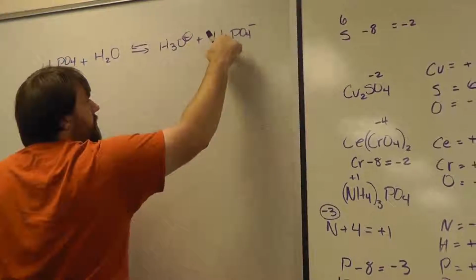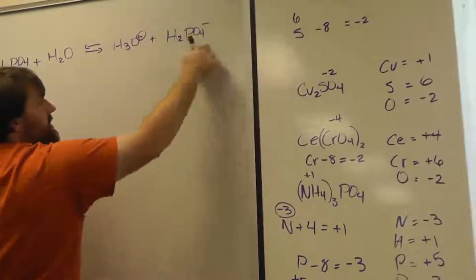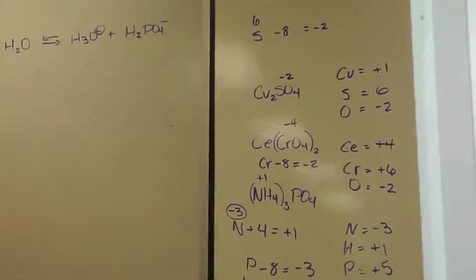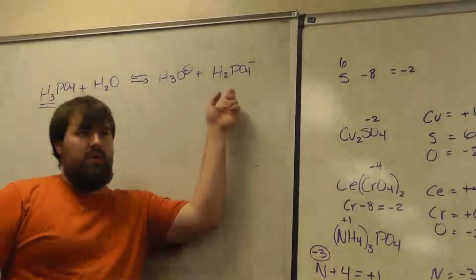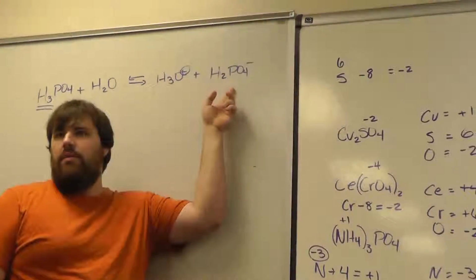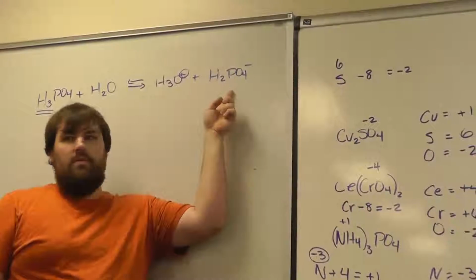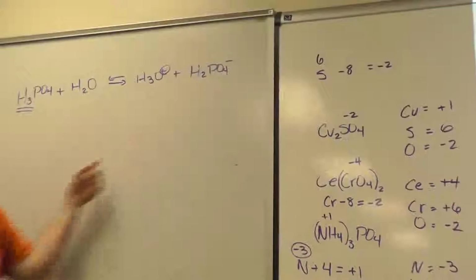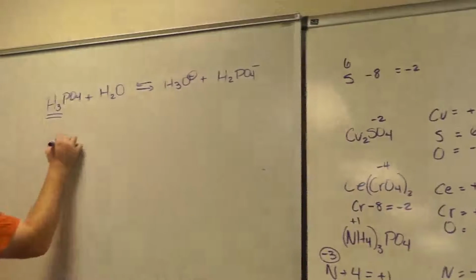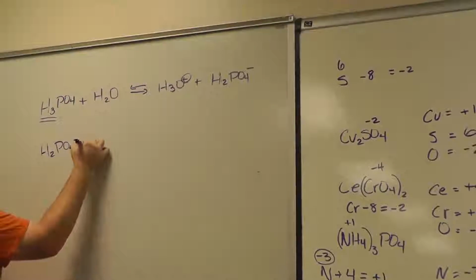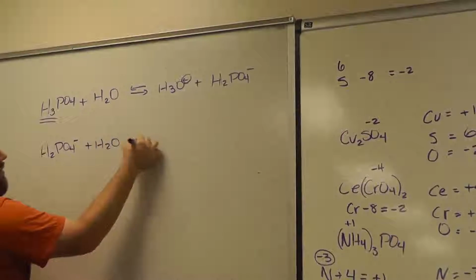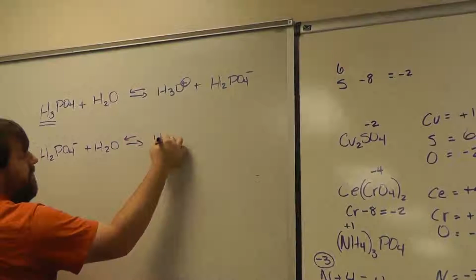Now, this still has an acidic hydrogen, so it can still lose more. Really quick, one definition. What is that? Amphoteric. Amphoteric because it can lose or gain the hydrogen. It can go through another ionization here and lose one more hydrogen.